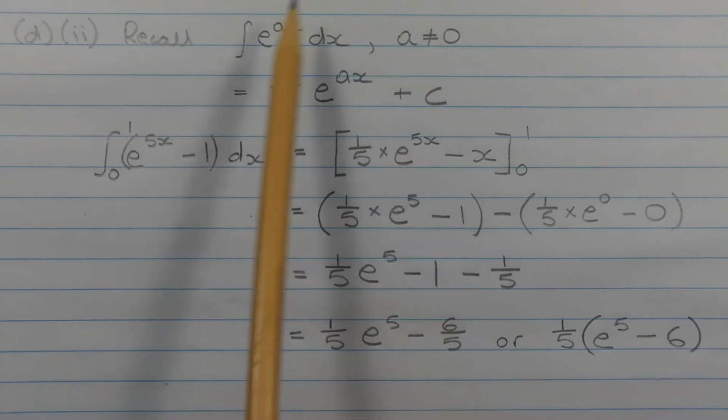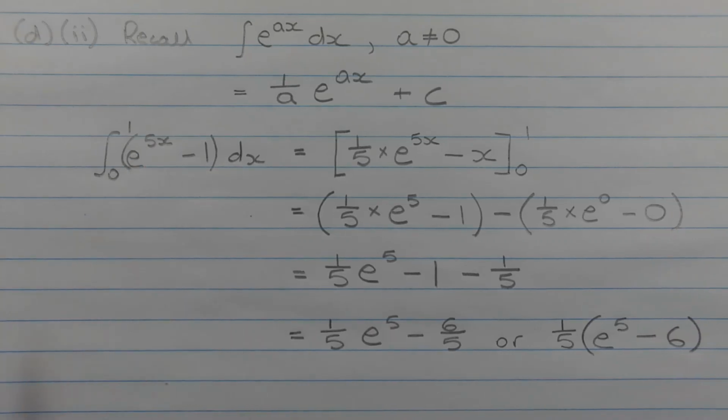So applying this rule to the exponential function e to the power of 5x, the integral from x equals 0 to x equals 1 of e to the power of 5x minus 1 dx is equal to 1 over 5 times e to the power of 5x minus x from x equals 0 to x equals 1. Applying the limits of integration, that equals 1 over 5 times e to the power of 5 minus 1 in brackets minus 1 over 5 times e to the power of 0 minus 1. Recall that e to the power of 0 will equal 1.